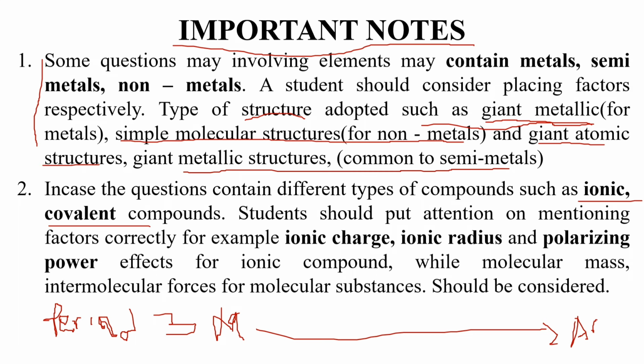Also, attention should be put on the factors for each of them. Ionic compounds have their own factors such as ionic charge, ionic radius, and nature of the compound. Then covalent compounds also have their own factors such as molecular mass, molecular size, etc. Let's dive into the questions.